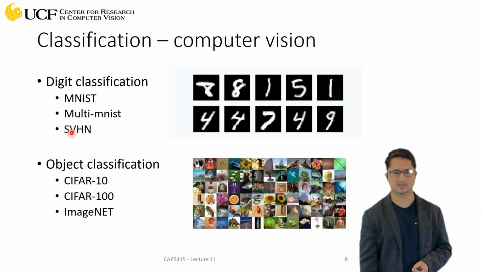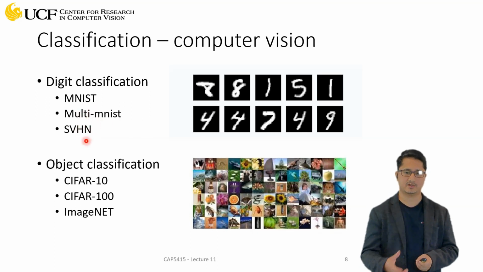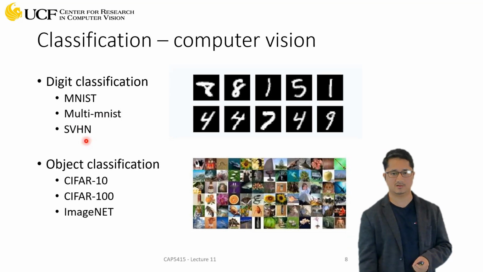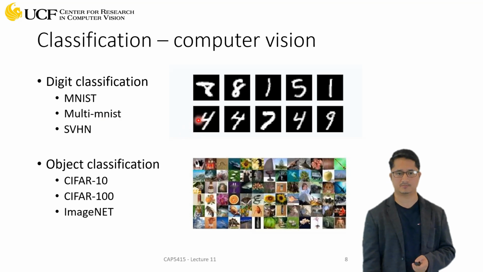And then again, we have the SVHN data set. Again, this is also digit classification, and these are more realistic images, because they were extracted from street view house numbers. So these were extracted from real house numbers, and you can assume that they will be very noisy. Again, each of those images corresponds to one of these digits, but not as clean as this.